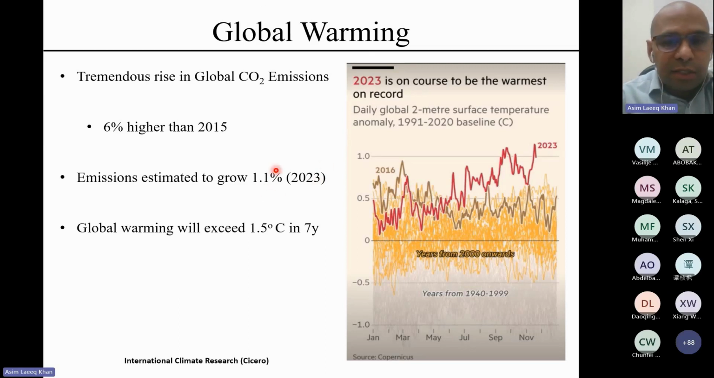Already the emissions have increased in the year 2023 by more than 1.1%, which is higher than the average of the last decade. And it is estimated that there is a 50% chance that global warming will exceed the set level of 1.5 degrees in only 7 years. So all these staggering numbers give us only one direction, that we need to do more and more, whether it comes to policy, carbon capture, or moving to renewables.